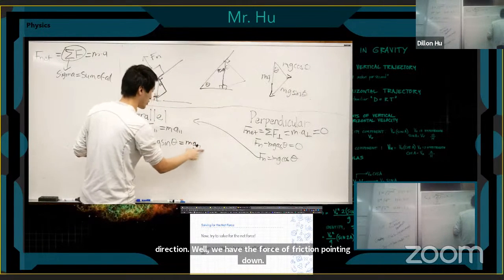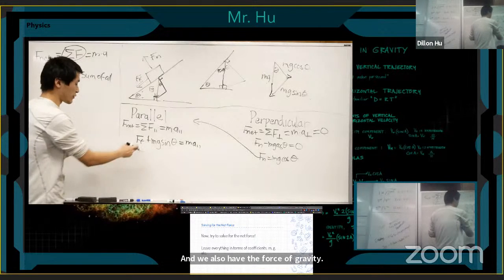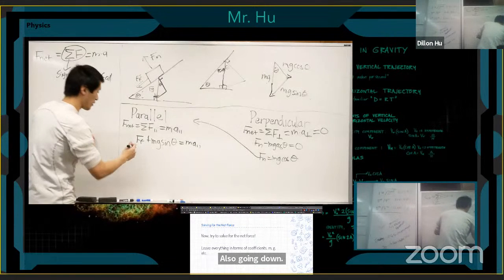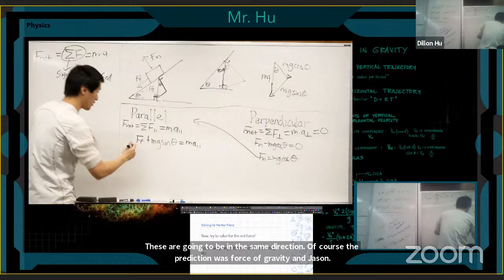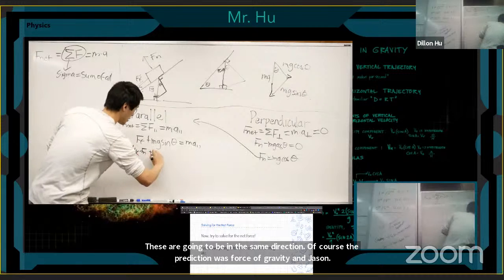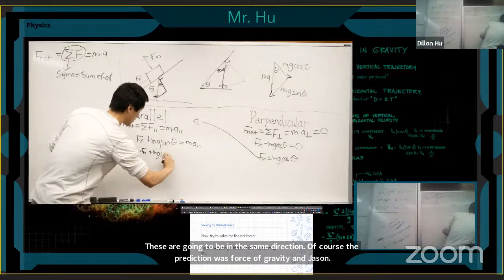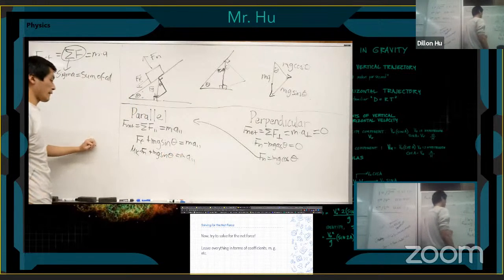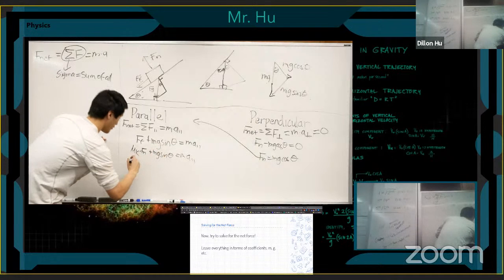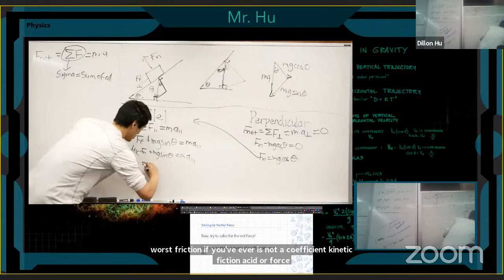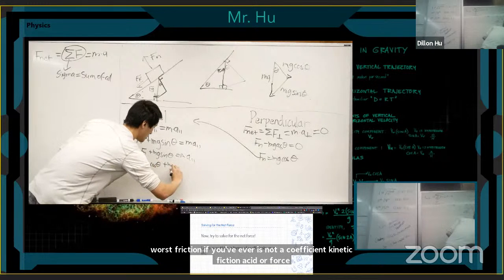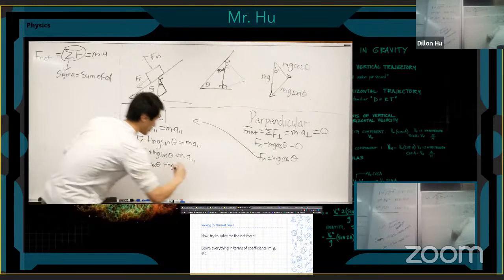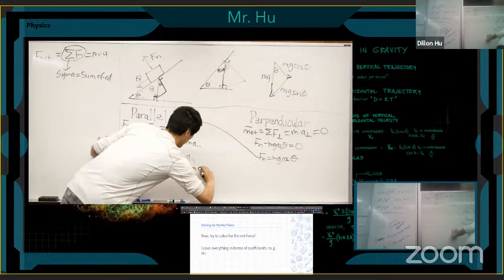The force of friction, if you remember, is the coefficient of kinetic friction times the normal force. This plus mg sine theta equals our mass times acceleration. And so normal force, if you remember, was previously mg cosine theta, so we get our coefficient of kinetic friction times mg cosine theta plus mg sine theta is equal to our mass times acceleration in the parallel direction.